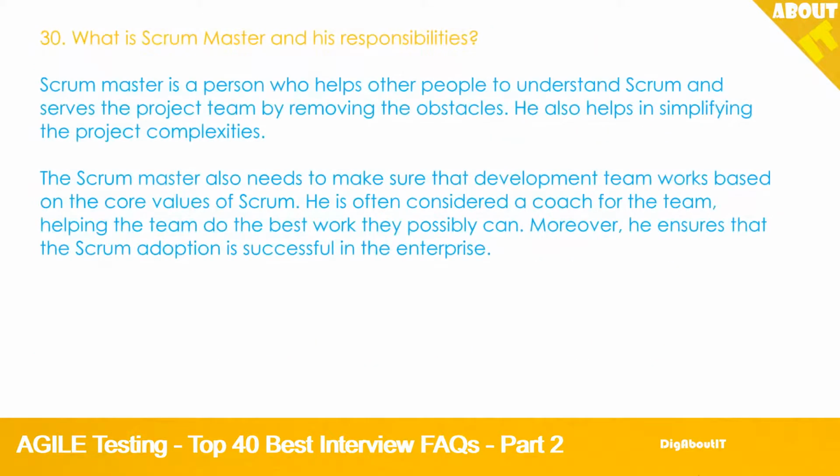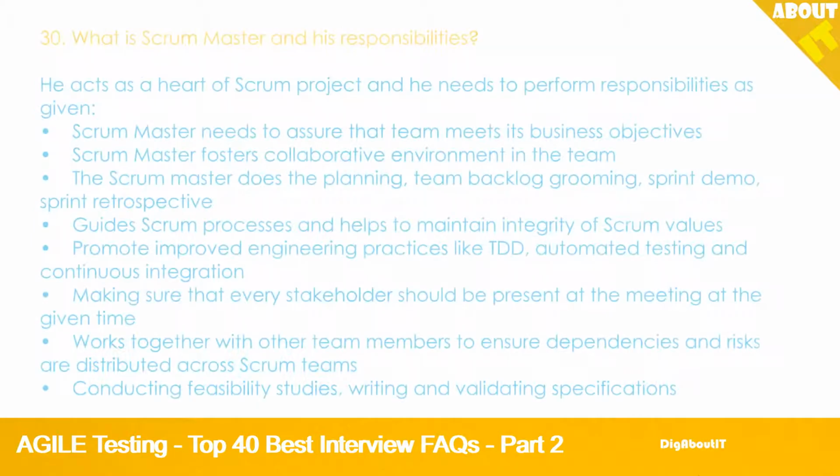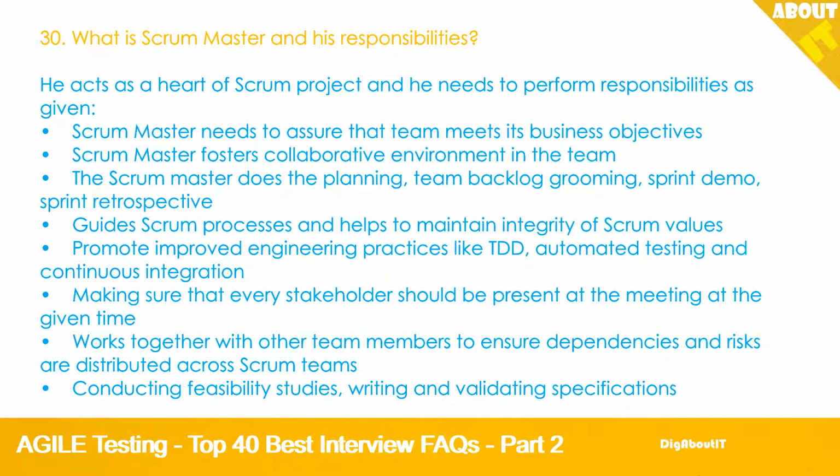30. What is Scrum Master and his responsibilities? Scrum Master is a person who helps other people to understand Scrum and serves the project team by removing the obstacles. He also helps in simplifying the project complexities. The Scrum Master also needs to make sure the development team works based on the core values of Scrum. He is often considered a coach for the team, helping the team do the best work they possibly can. Moreover, he ensures that the Scrum adoption is successful in the enterprise. He acts as the heart of the Scrum project and he needs to perform responsibilities as given.